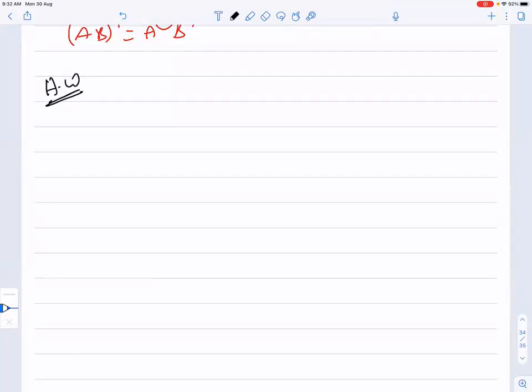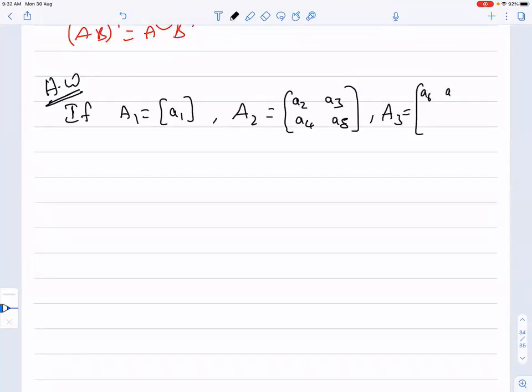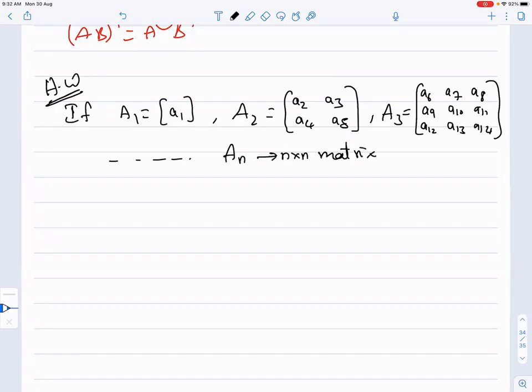So write this problem as homework. Matrix A1 is small a1, matrix A2 is a2, a3, a4, a5, matrix A3 is a6, a7, a8, a9, a10, a11, a12, a13, a14, and this keeps on going up. An is an n cross n square matrix, right? Like this, it will keep on going. A1 is 1 cross 1, A2 is 2 cross 2, A3 is 3 cross 3, and the numbers inside keep going on like that.